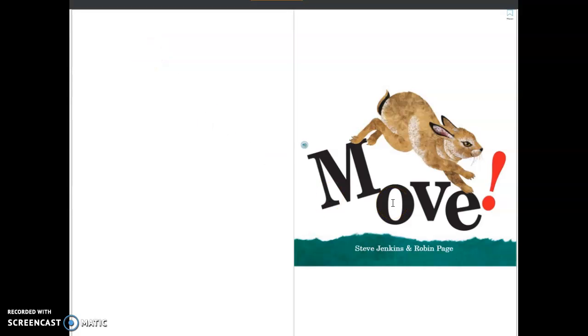Boys and girls, we have a new book today, and the title is Move. The author and illustrator are Steve Jenkins and Robin Page. So they both worked on this book together. And yesterday we talked about how people can move. Today we are talking about how animals can move.